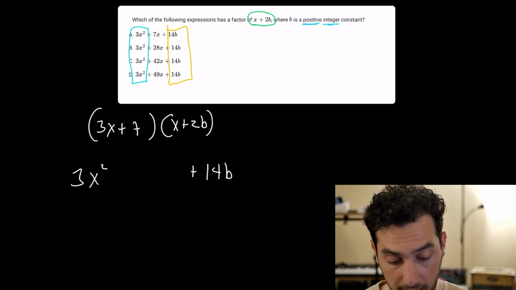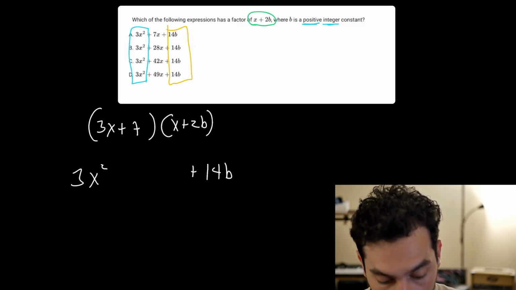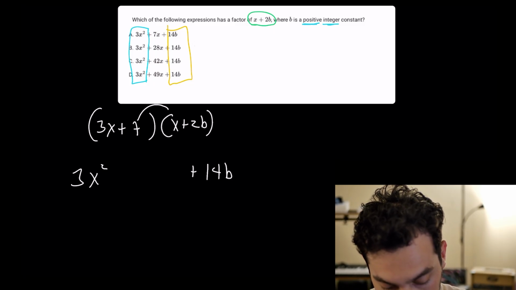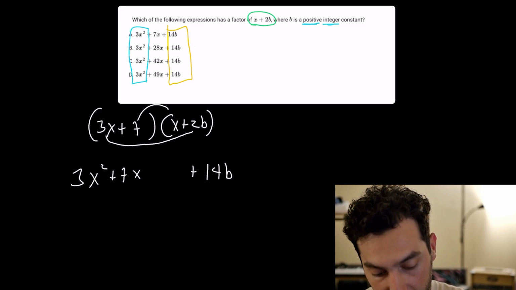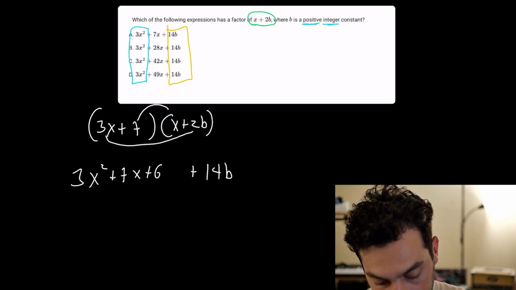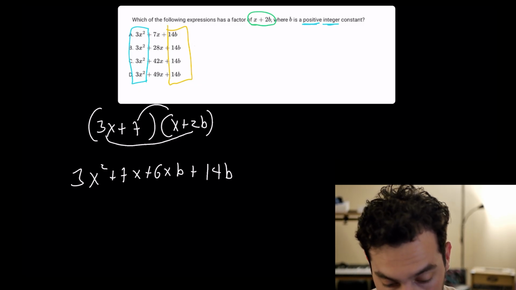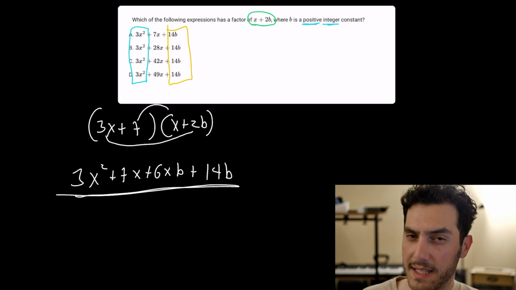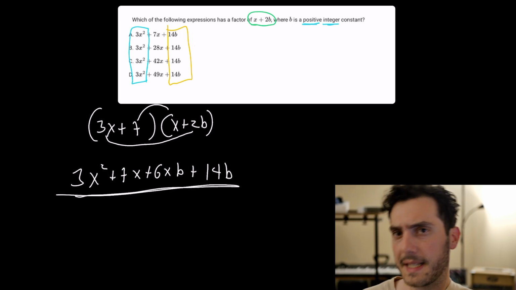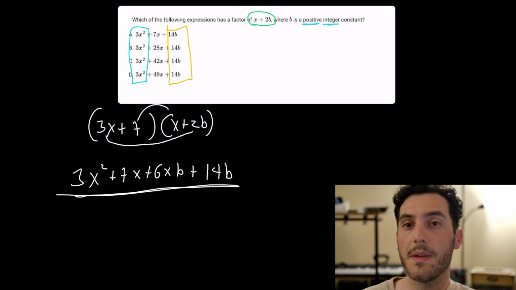So let's continue multiplying this out now that we have our two terms. 7 times x, that'll be plus 7x. And then 3x times 2b, that'll be plus 6xb. So this is our expanded binomial.